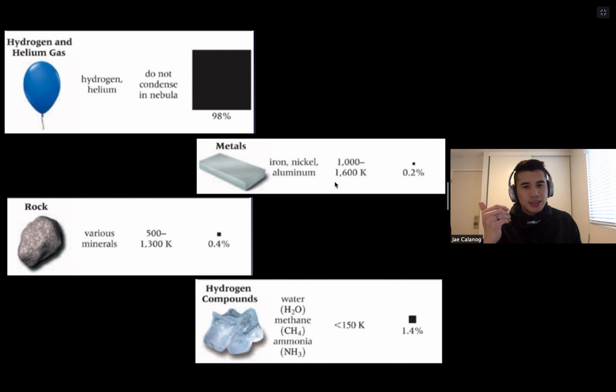You can see these are their temperatures. These are basically the highest temperatures they can withstand while remaining solid. Anything higher than that, and they're going to get vaporized or liquefied or go into a different physical state. They're able to withstand much higher temperatures compared to hydrogen compounds like water, methane, or ammonia. Those compounds, at 150 Kelvin, anything higher than that, become vaporized and enter a different physical state. And this is actually what composes the planets on the outer part of the solar system.